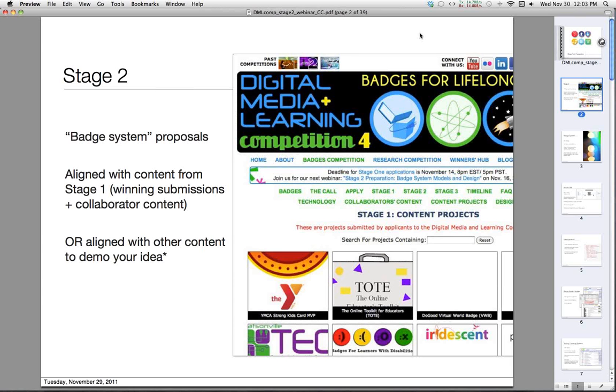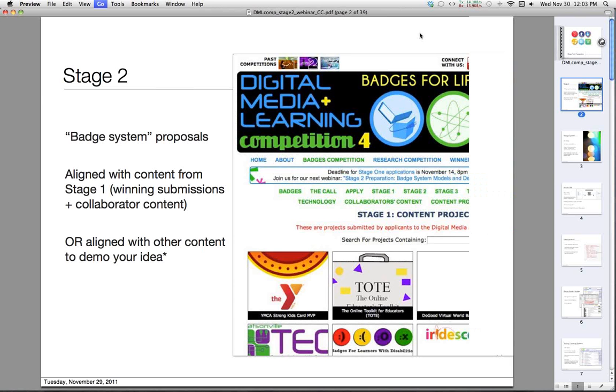Those are going to be aligned with the content from Stage 1, the winning submissions, along with collaborator content. There's a slight quirk in Stage 2, which is that you can present badge systems that you have designed with your own content or demo your idea, but eventually, in Stage 3, we bring everybody back to Stage 1 content. So if you're a Stage 2 winner and you presented your own content, Haystack will work with you to re-team a group that would focus on the winning content from Stage 1.